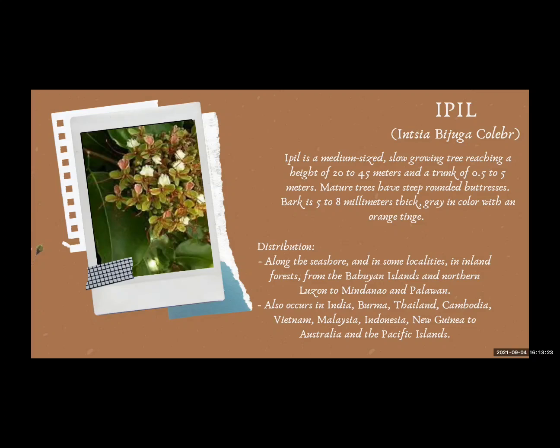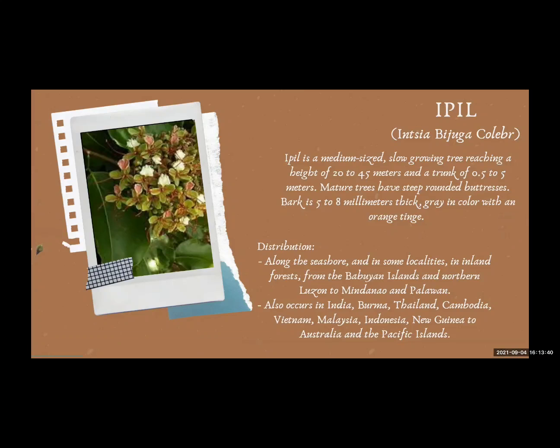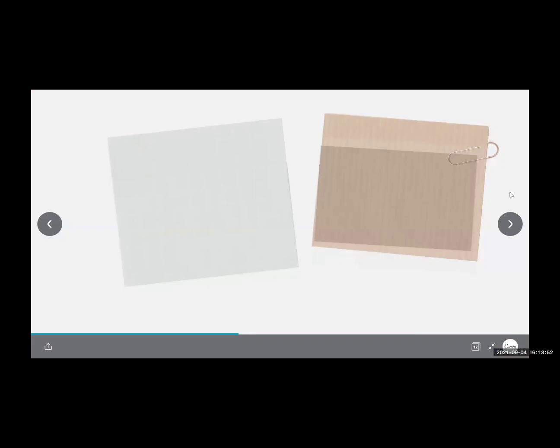Ipil can be found along the seashore and in some localities in inland forest from the Babuyan Islands and northern Luzon to Mindanao and Palawan. It also occurs in India, Burma, Thailand, Cambodia, Vietnam, Malaysia, Indonesia, New Guinea, Australia, and the Pacific Islands.